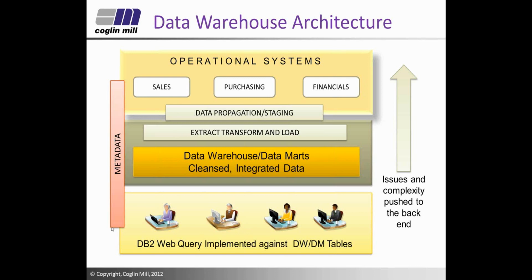Metadata, Gene talked about metadata in DB2 Web Query. It's absolutely essential for success in a business intelligence project. Metadata encompasses the whole scope of information about what is in our operational data, information about the processes, the transformations, the business rules that have been applied, and what we have stored in our data warehouse tables. So what we're doing here is pushing all the issues and the complexity to the back end. Rather than having to deal with that in our reporting, we're giving the report authors the data that they really need to be able to produce the reports that they're looking for.